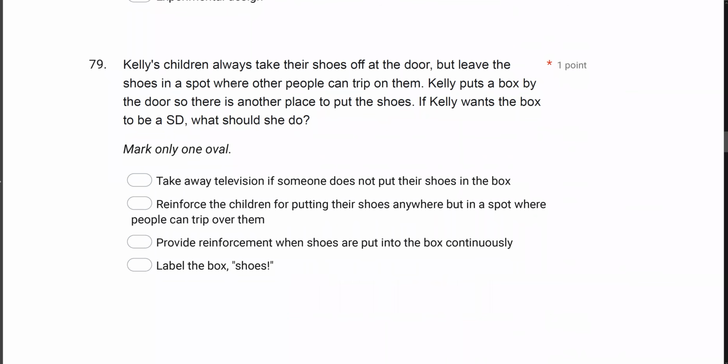79, Kelly's children always take their shoes off at the door, but leave the shoes in a spot where other people could trip on them. Kelly puts a box by the door, so there's another place to put the shoes. If Kelly wants the box to be SD, what should she do? Question is essentially asking you, how do you create an SD? How are SDs formed? How do you transfer stimulus control?